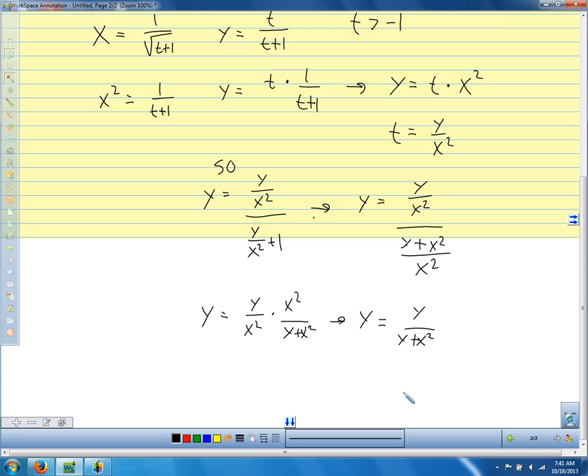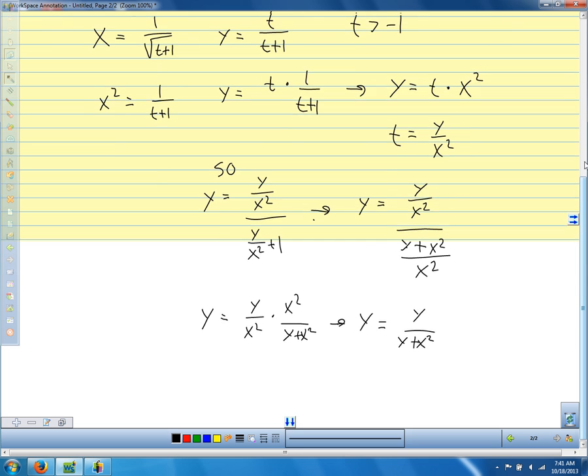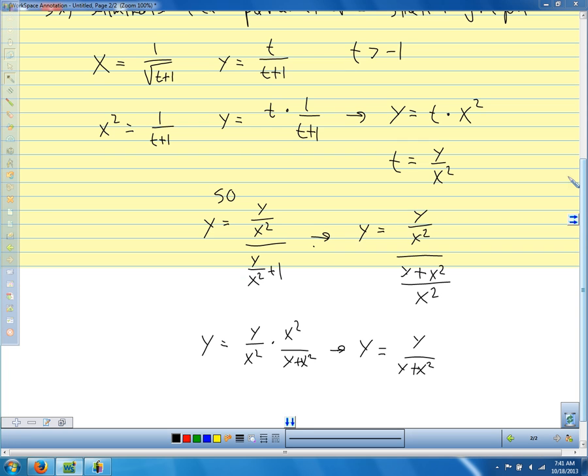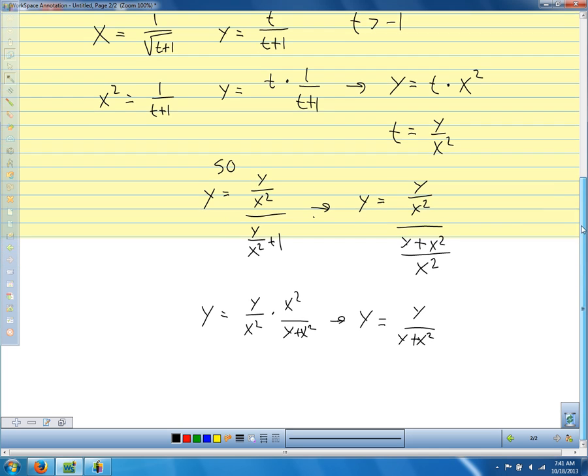This is getting complicated, isn't it? Come on, Max. No, it was worth a try. Sometimes that happens when you're eliminating the parameter. There's nothing wrong with trying something out and not getting anywhere. So what do we want to do? You want to keep going? Divide both sides by y and then multiply the denominator over.